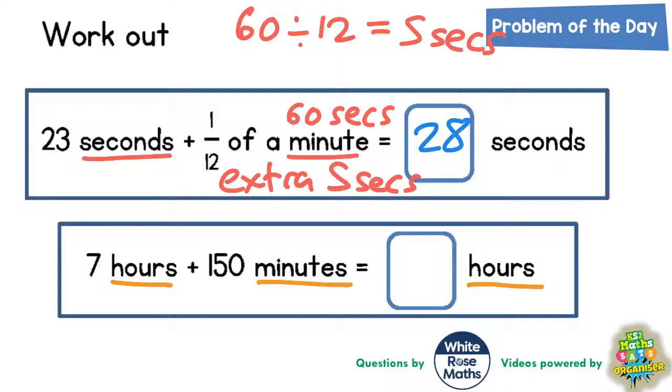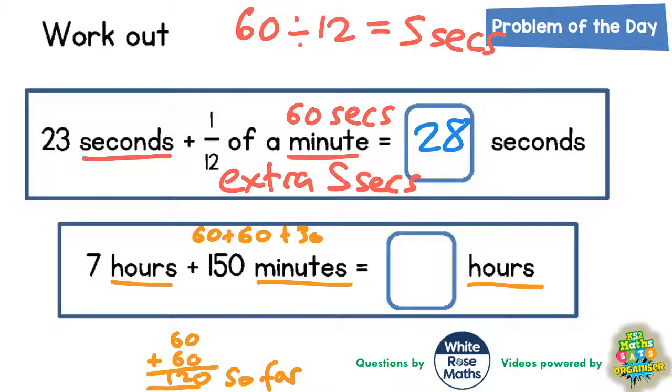Well, in 1 hour, there is 60 minutes. So in 2 hours, there would be another 60 minutes. And 60 plus 60 is 120. So we've got 120 minutes so far. We're trying to get to 150. So that would be an extra 30 minutes on the end from 120 to 150.